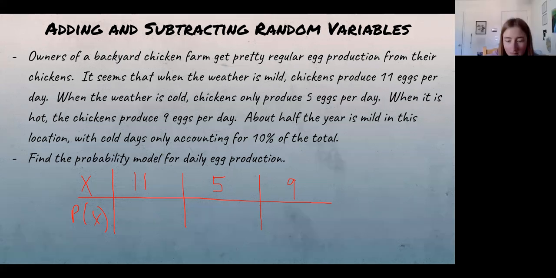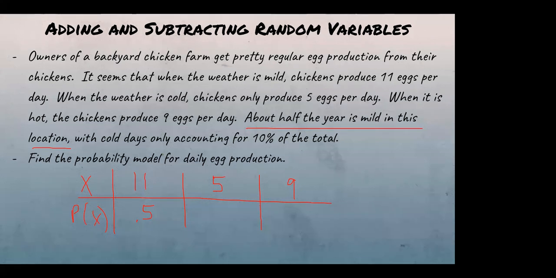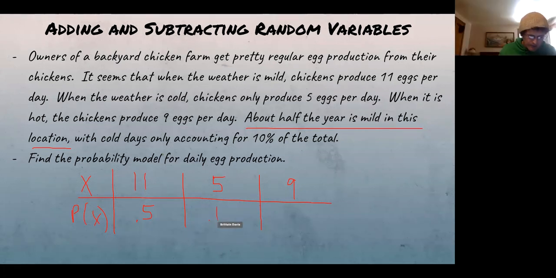0.5. So we can see, and if you weren't sure where we got that, it says about half the year is mild in this location. So we're just going to use half as our probability. So 0.5. The probability of only getting 5 eggs is going to be what? 0.1, which means the last one right here will be 0.4.